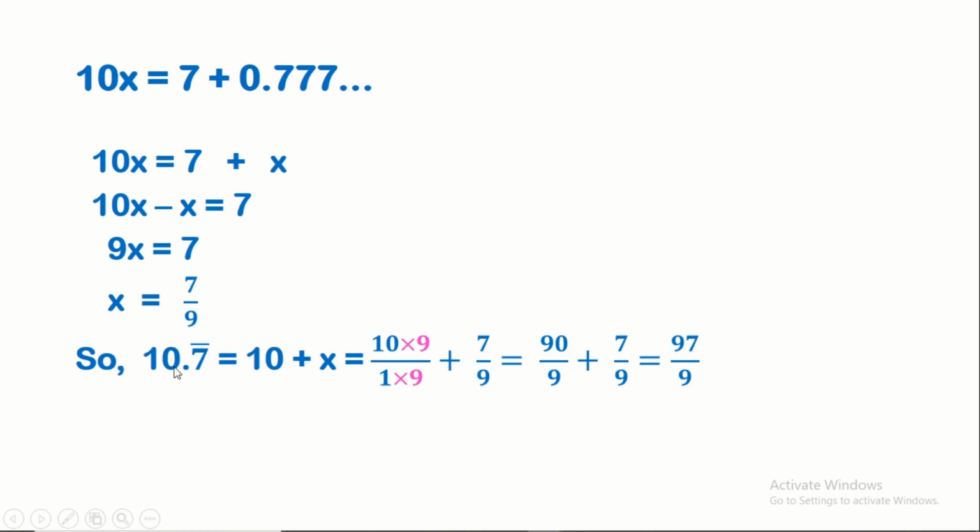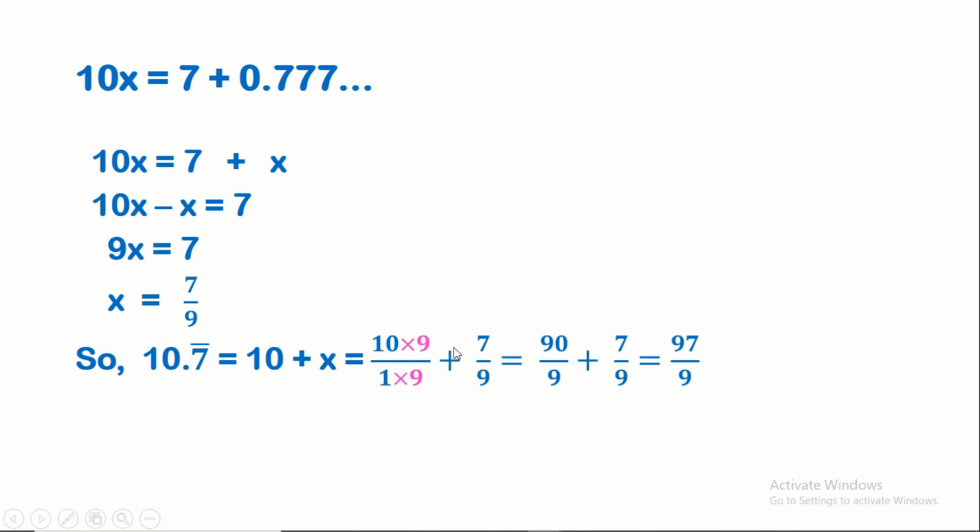What about 10.7 bar? Isn't it 10 plus x? So 10 plus 7 over 9, we have adding of fractions. When we don't have a denominator, we can directly write it as 10 over 1. Now we transform into the same denominator, so we multiply 1 by 9. Also we multiply the numerator 10 by 9. So it will be 90 over 9 plus 7 over 9, which is 97 over 9.